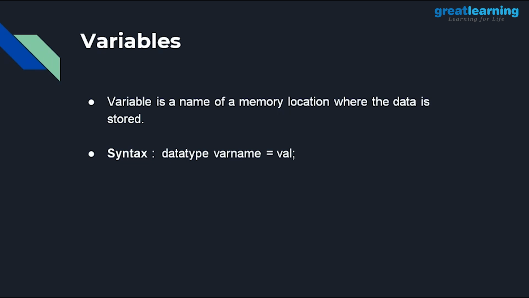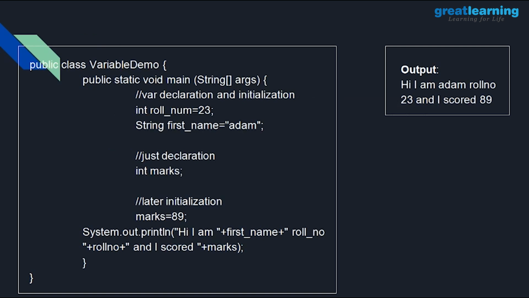Like, if you're trying to count anything, you write the variable name as count rather than x, y, or z, and then the value represents its value. For example, int x or int count is equal to 5, right? So this is a way to write a variable. Now let's see a demo.